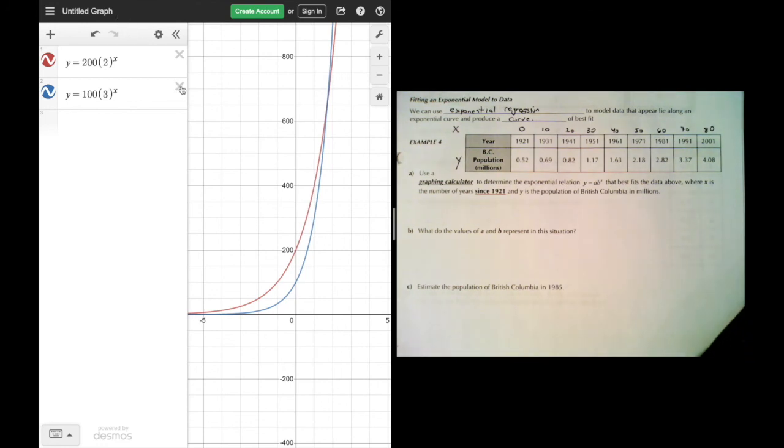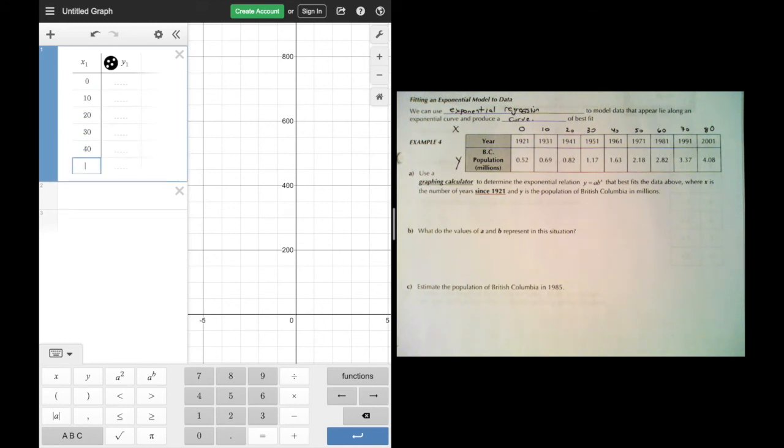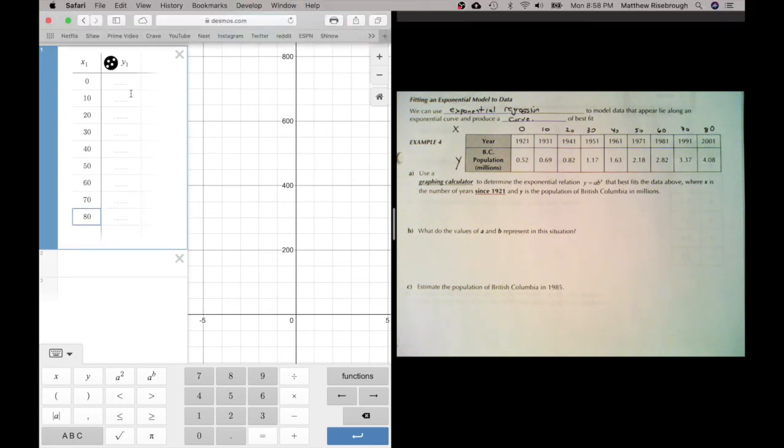I'm going to get rid of my graphs. One thing you can actually do is you can keep the equation there if you're interested, and you can click the dot and it disappears, and then you can reload it. We'll just get rid of it. Plus, we're going to add our table. So we got our x's and y's. Our first x is 0. Then we get 10. Then we get 20, 30, 40, 50, 60, 70, 80.